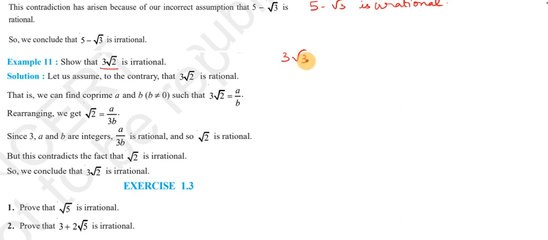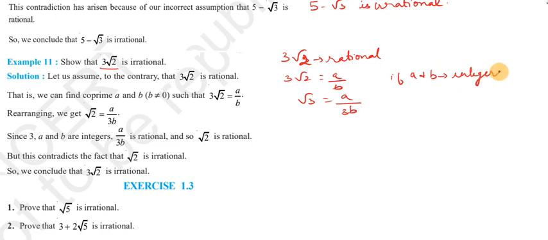3 root 2 is what? 3 root 2 is going to be rational. So if it is going to be rational, then I can say 3 root 2 is equal to a by b. Then root 2 is equal to what? A by 3b. So if a and b are integers, then we can say that a by 3b is going to be rational. If this is going to be rational, then this will make us feel that root 2 is going to be rational, which can never happen.